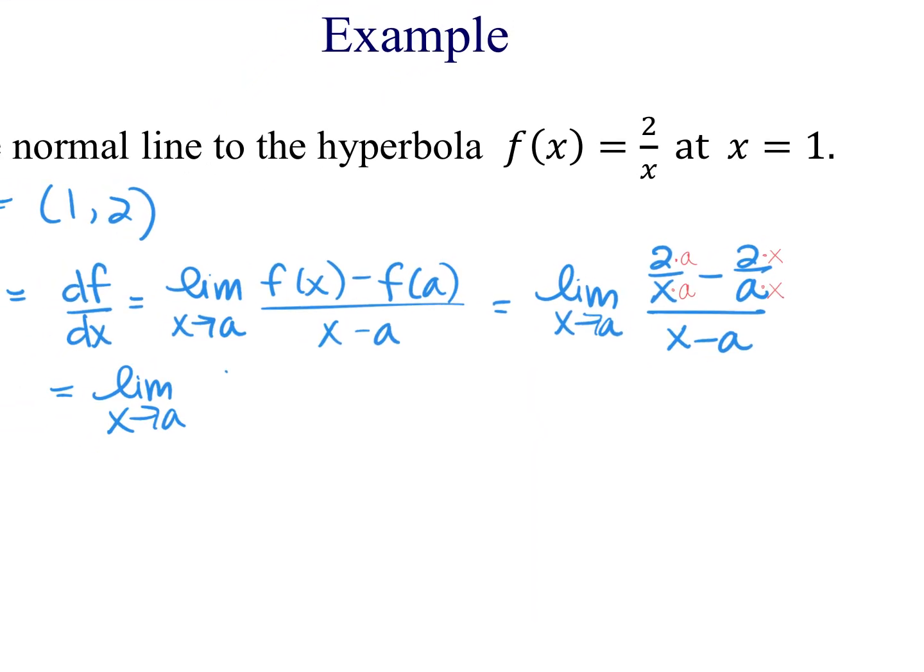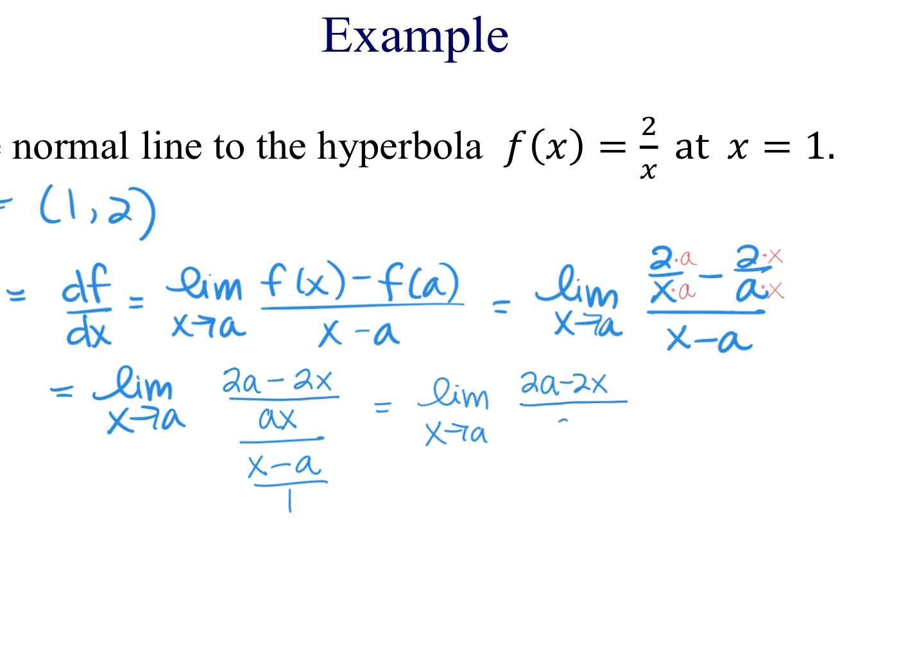That will give me 2a minus 2x over the common denominator xa, or ax, over the original denominator of x minus a. And I know I've showed you this before, but when you get 3 of those, a top, a middle, and a bottom, I always say make it an even number. Do over 1. That way you can multiply by the reciprocal a little bit more cleanly. So then multiply by the reciprocal, so I will have 2a minus 2x over ax times the reciprocal of 1 over x minus a.